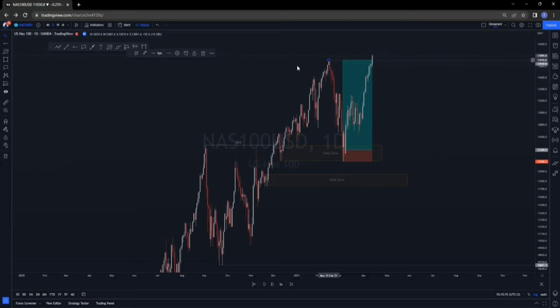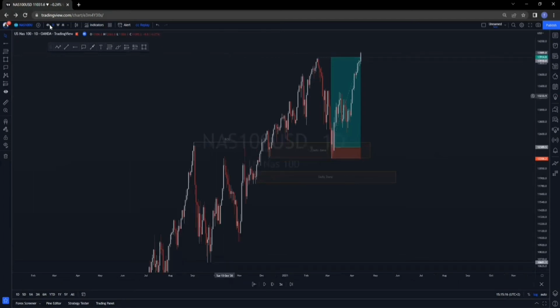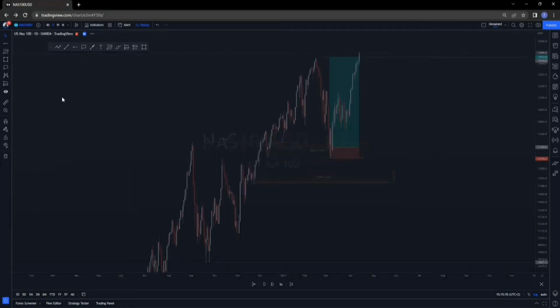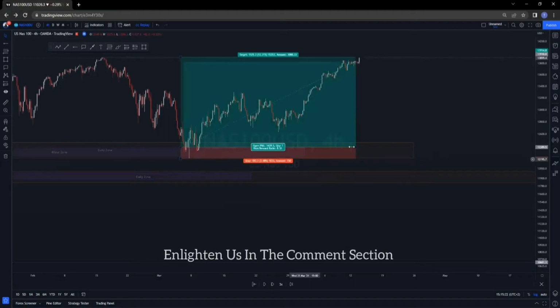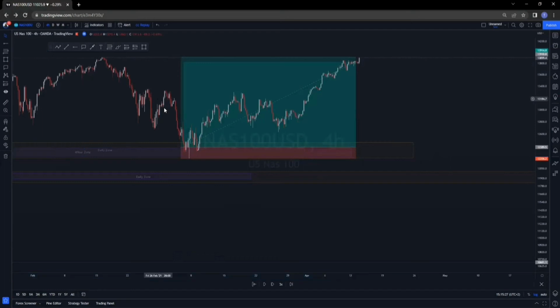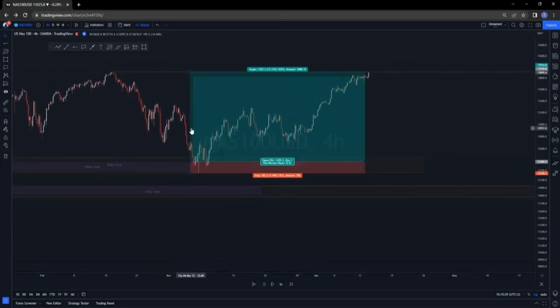I'm not sure how valid this is, by the way. If there's someone here who's more experienced with trading NAS, please, by all means, enlighten us. But this is what I saw, and it's a very good trade. 1:8. It's enough for you to win your first challenge with a single trade if you're risking 1% per trade.